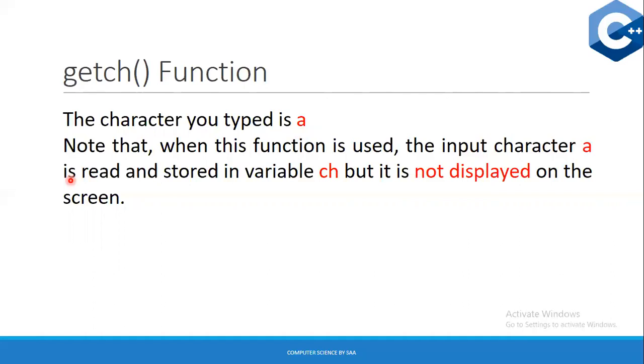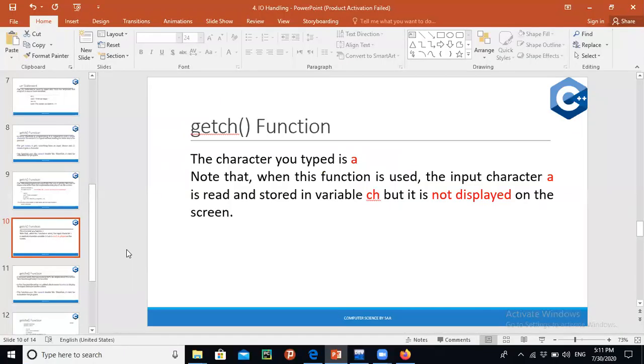Here we need to understand one thing. When this function is used, the input character A is read and stored in the variable ch, but it is not displayed on the screen. Whatever you enter will be stored and will get the value, but that value will not be displayed on the screen. You won't be able to see the value. Like, let me show you in Dev C++.